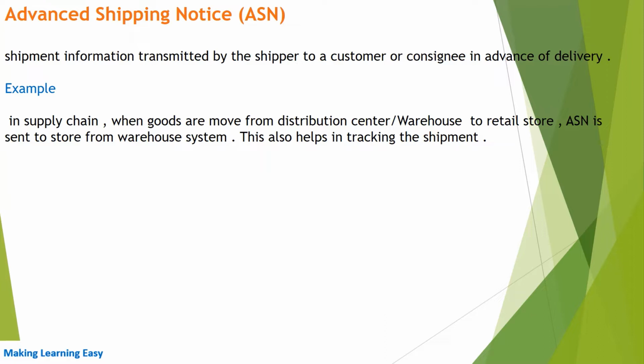For example, in supply chain, when goods are moved from distribution center or warehouse to retail store, one ASN is sent to the store from the warehouse management system to let the store people know that the warehouse will send the items to the store, and this also helps in tracking the shipment.